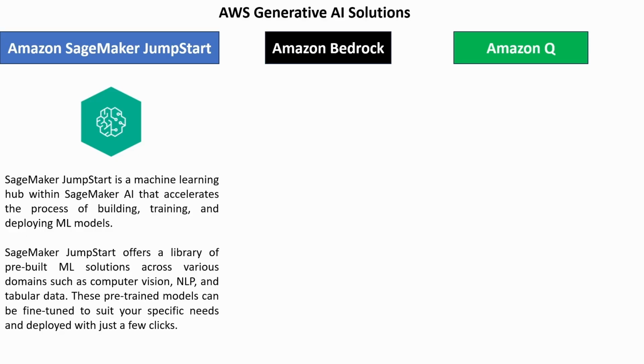Next one is Amazon Bedrock. This is the easiest way to build. It gives you a choice of models from Amazon and companies like Anthropic, all through one API.